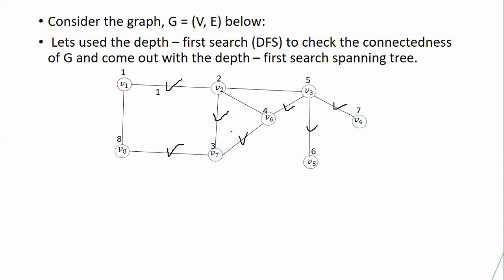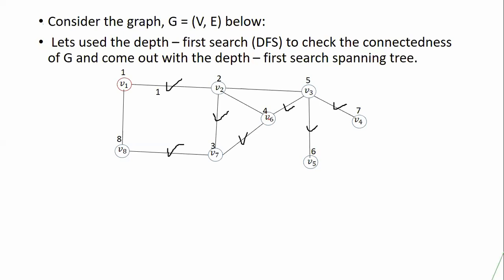And at V7, we have the adjacent vertices V8, V6, and V2. But since we are coming from V2, we can't go there. So we can go to either V6 or V8. So I went to V6. Then I tick the edge that connects V7, V6 as used.